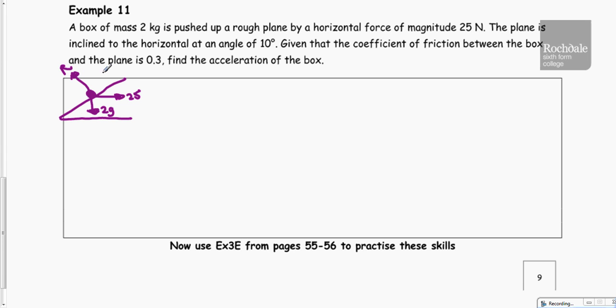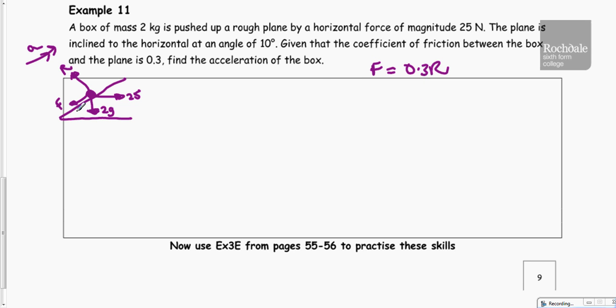Now, because the object is moving up the plane, the friction will resist that motion. So friction will be down the plane, and because we are moving, we must be at the maximum value. So F equals mu R tells us that mu is 0.3, so it's 0.3 R. So we must be at our maximum value of friction.